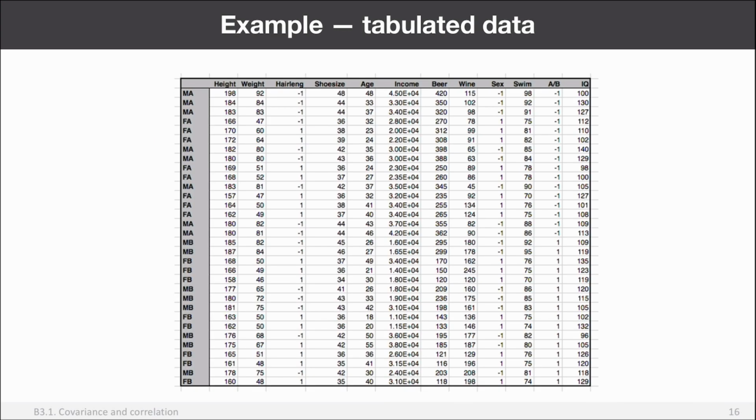If you go back to the tabulated data, the people data, we have 32 persons and 12 variables. The variables are very different, and most of them are numeric by nature. Some of them are numeric because I turned them into numeric, right?